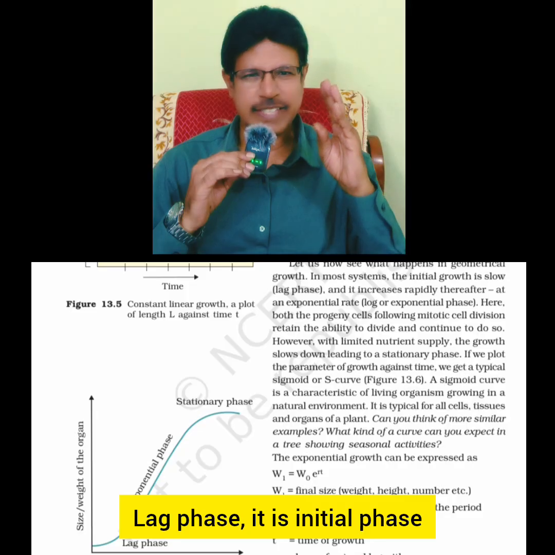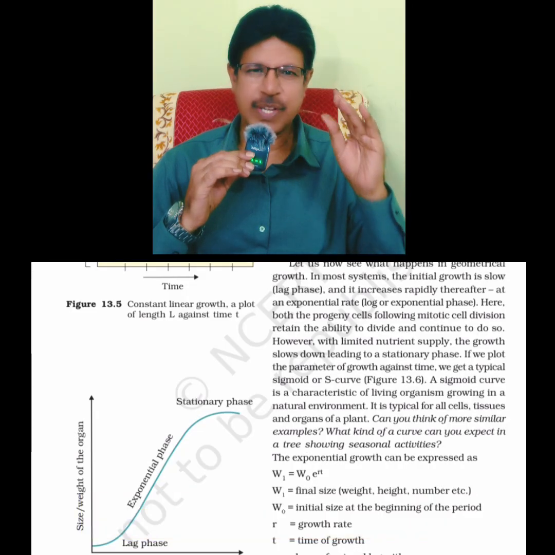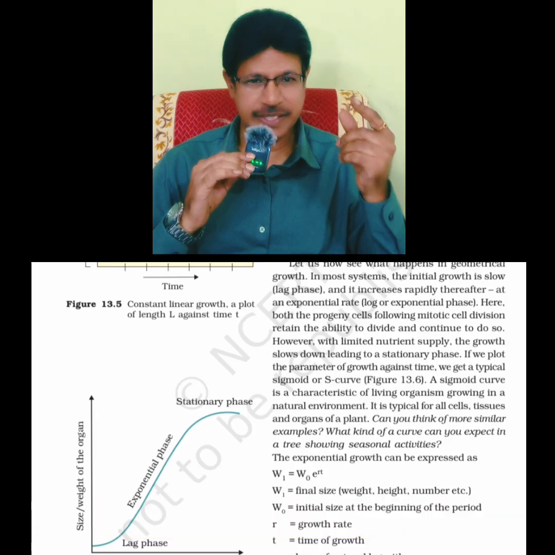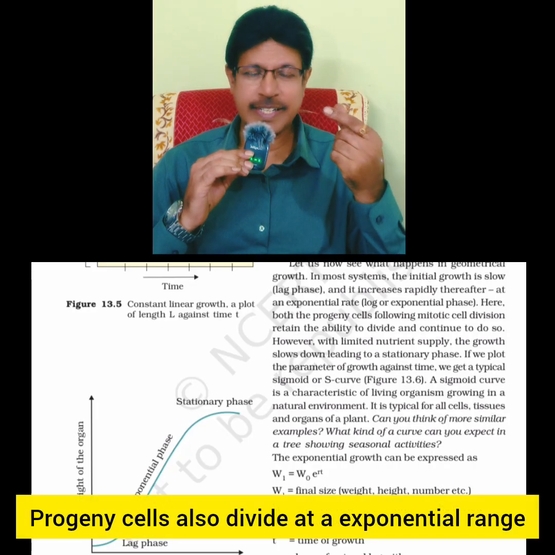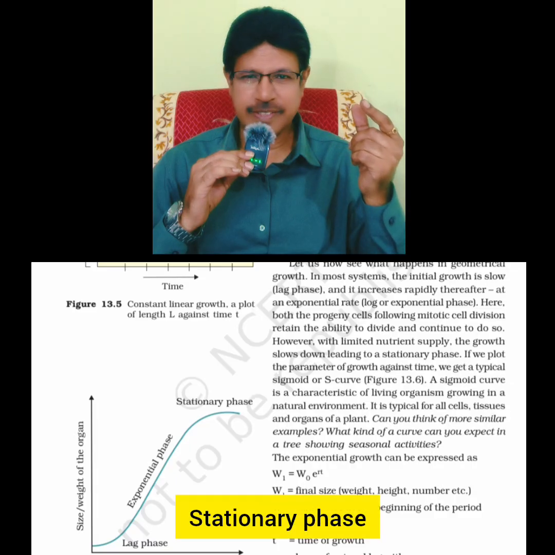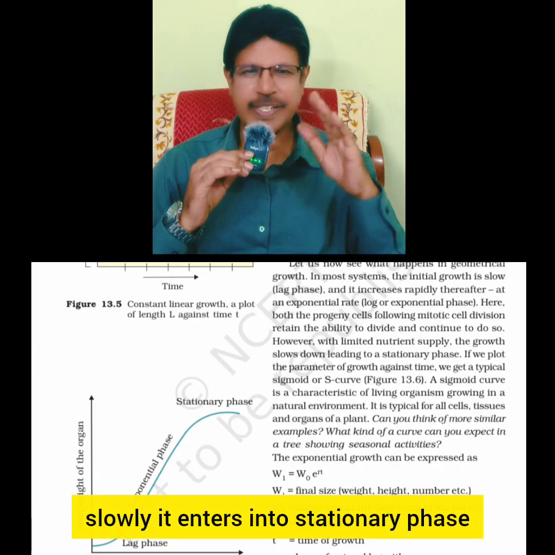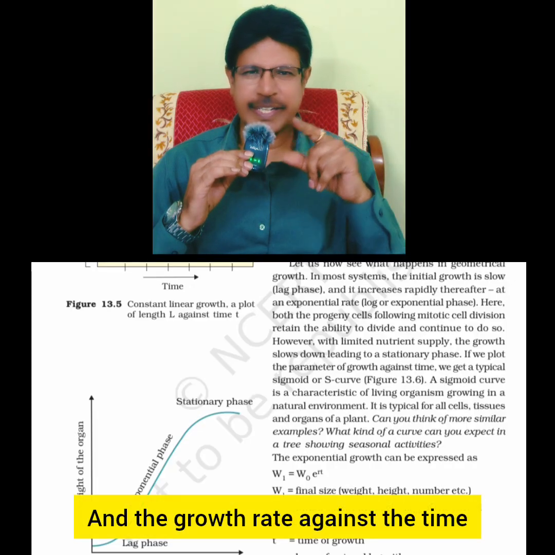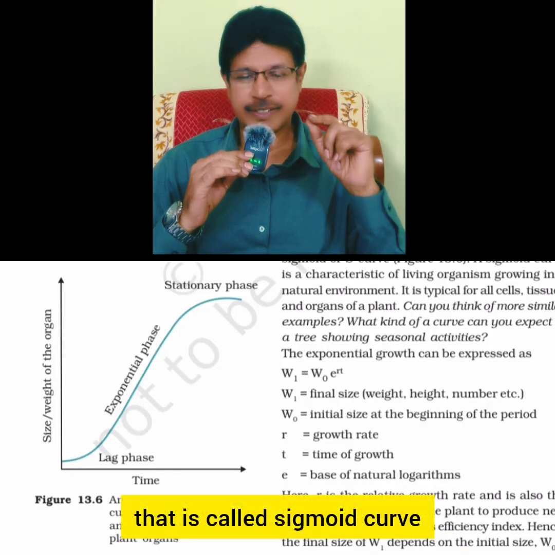Lag phase is the initial phase, slow, and the growth is very steady. Log phase is exponential growth, rapid growth, where the parent cell divides and progeny cells also divide at an exponential rate. Stationary phase: as nutrients become limited and space becomes limited, slowly it enters into the stationary phase. And the growth rate against time graph is an S curve, called the sigmoid curve.